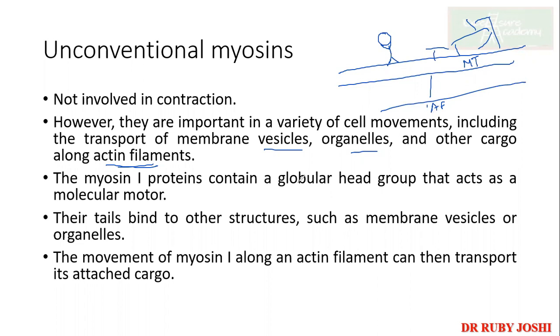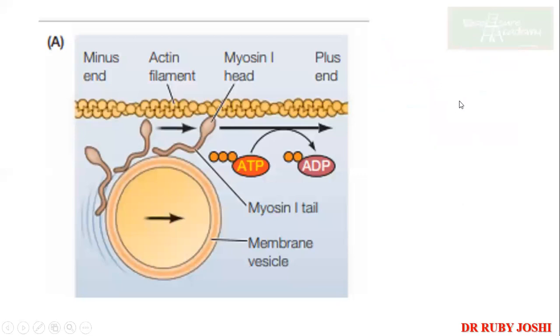Okay. So myosin 1 proteins contain a globular head that acts as a molecular motor, and the tail binds to the other structures such as membrane vesicles or the organelles. So the movement of the myosin 1 along an actin filament can then transport its attached cargo. Let's see the figure. Can you see small myosin 1? The head is present to make interactions with the actin filaments. And the tail is attached to the vesicle or any other organelle.